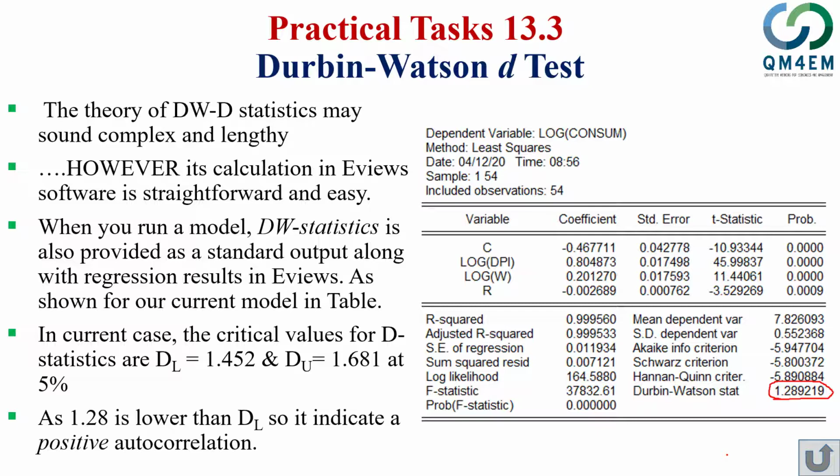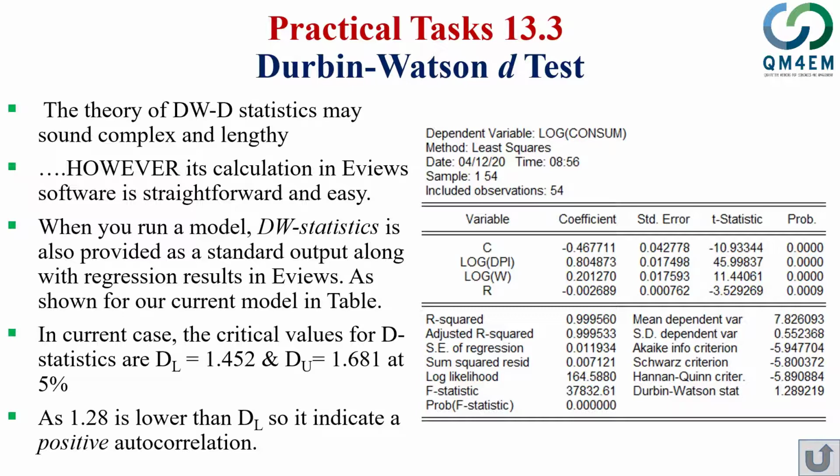If it's close to 4, then it shows a negative autocorrelation. If it's close to 0, then it shows a positive autocorrelation. So now its value is between 2 and 1, so it is indicating either positive autocorrelation or no autocorrelation. So we have to check that hypothesis.